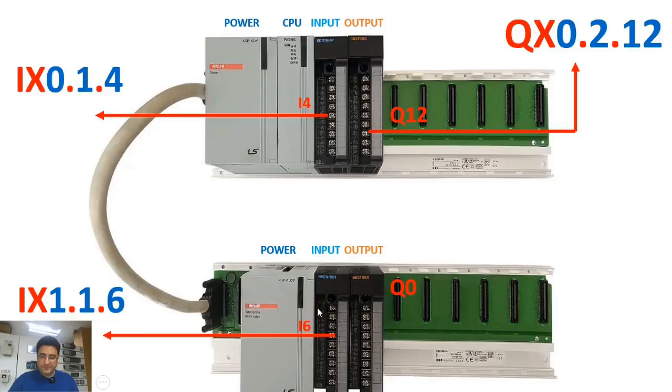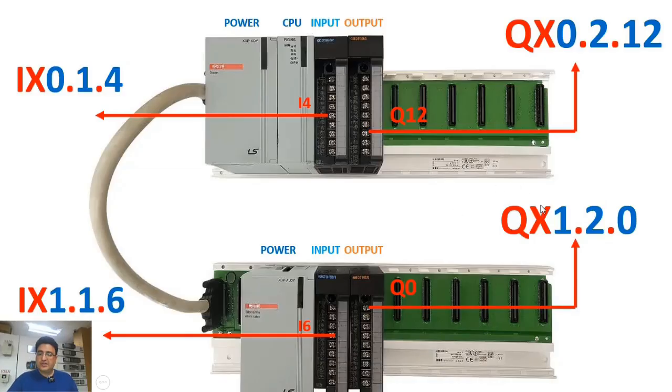Now, suppose we want to assign an address to Q0 from our second card, which is the output card. This is how its address is formed. %QX1.2.0. Q indicates the outputs. X shows that the addressing is done in bits. 1 refers to rack number 1, or our first base. 2 indicates the slot number, and since it's installed on slot 2 here, we've set it to 2. Finally, the last 0 refers to the output terminal we're using. Since we're using output Q0, that's why we put 0 here.